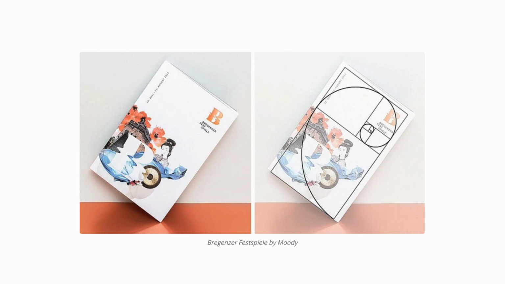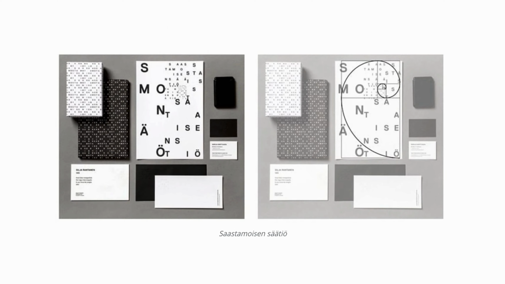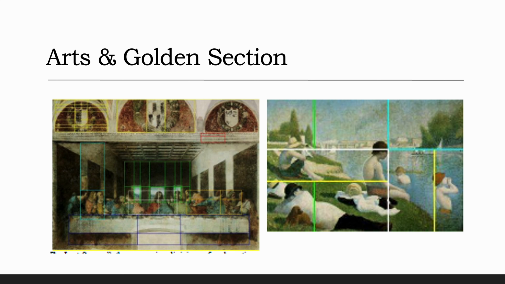Here we have a brochure where the negative space, the subject, and the logo are divided and placed according to the golden section. Here's a business card doing the same. We have a note card and business branding. We also have a logo using the golden ratio.